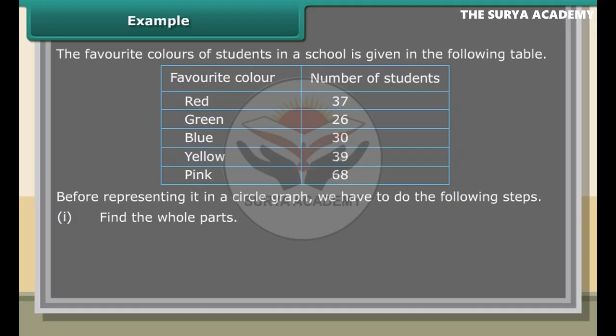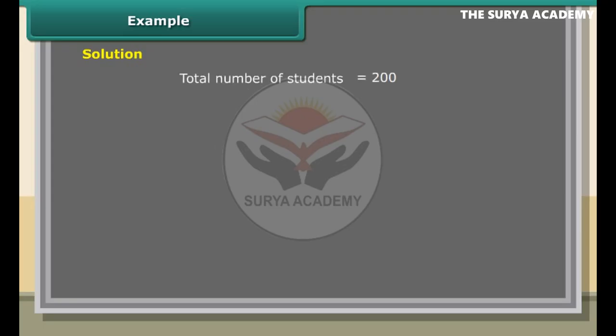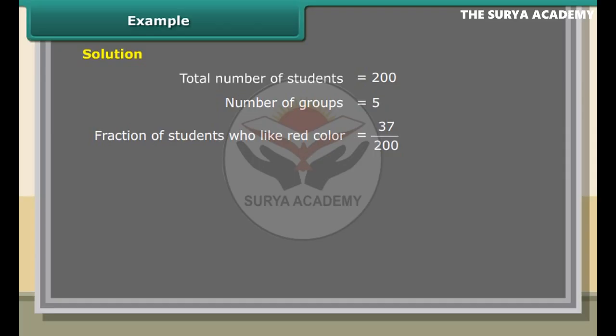1. Find the whole parts. 2. Count the number of groups. 3. Find what fraction of each group has as a whole. 4. Find the central angle and draw the graph according to it. Solution. Total number of students is equal to 200. Number of groups is equal to 5. Fraction of students who like red color is equal to 37 upon 200.